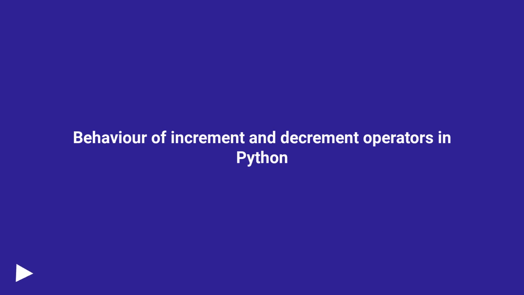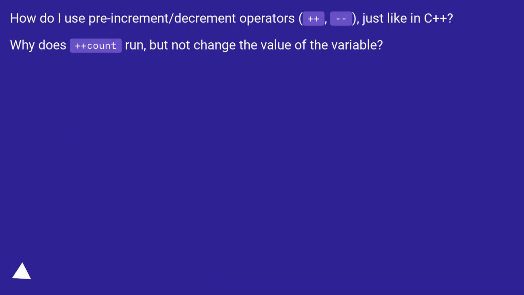Behavior of increment and decrement operators in Python. How do I use pre-increment / decrement operators, ++ and --, just like in C++? Why does ++count run, but not change the value of the variable?